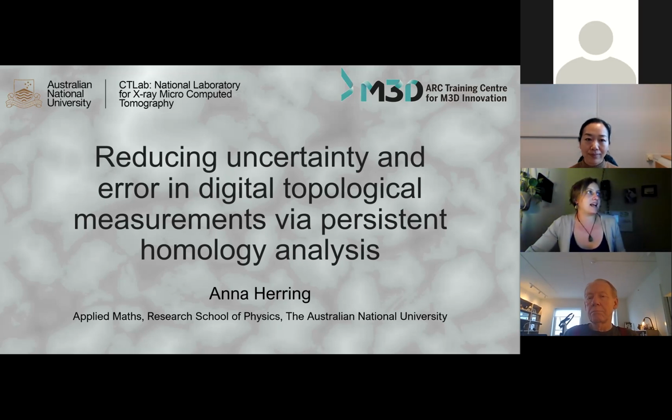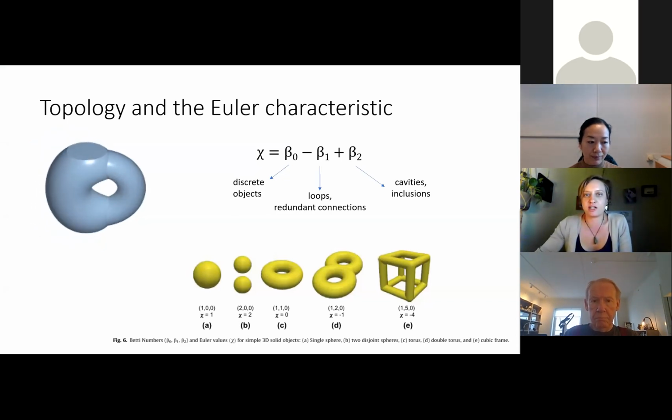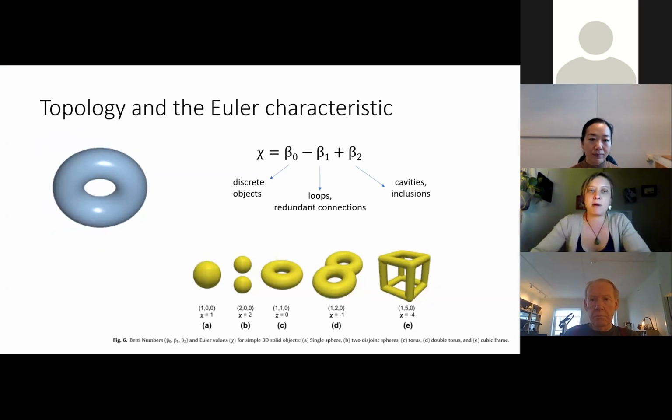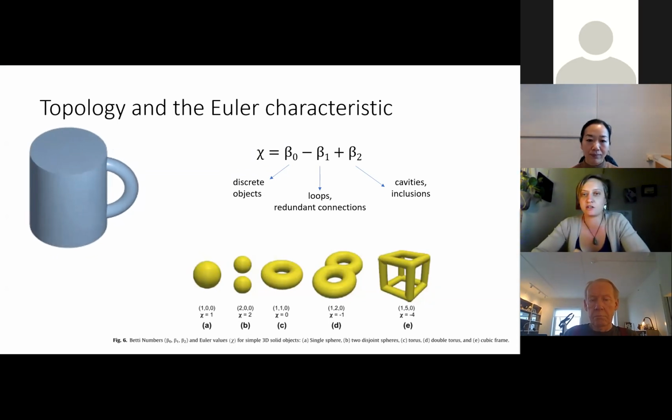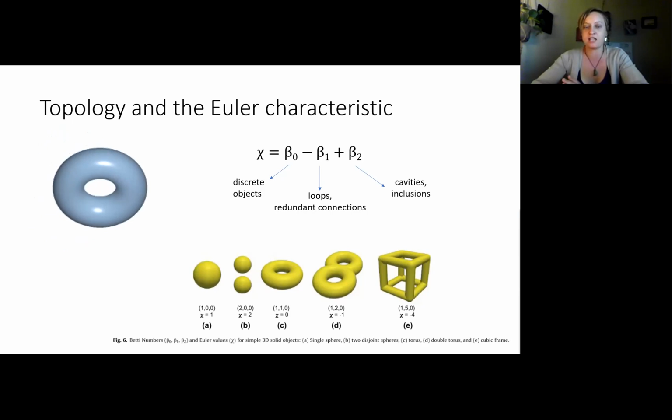And today I want to talk about topological data analysis and persistent homology and how we can use this to reduce uncertainty and error in topological measurements. Okay, so I want to give a quick introduction and some basic definitions so we're all on the same page. Topology is a branch of mathematics which quantifies the connectivity of objects. So there's no geometry information, no shape information, it's just connectivity.